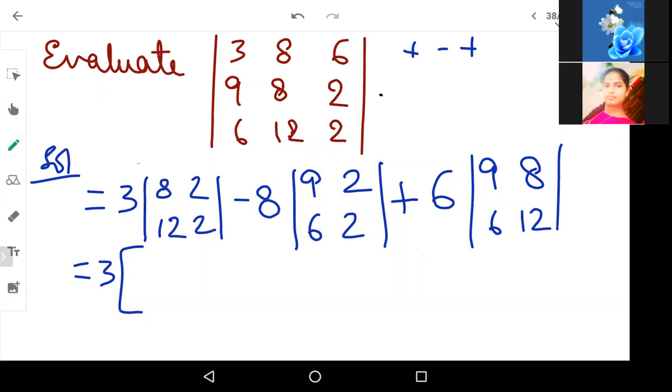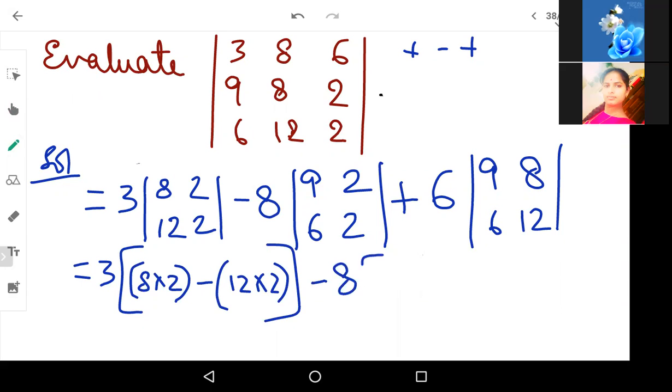So, please use the brackets so that you are not confused. Okay. 8 into 2 minus 12 into 2. Okay, so this is the first one. Now, minus 8 into, now again for a 2 into 2 determinant matrix here, we have to do the cross multiplication. So, 9 into 2 minus 6 into 2.